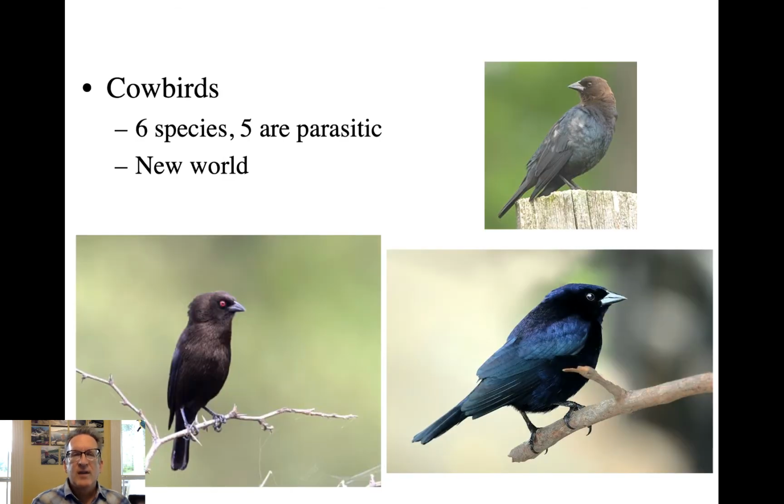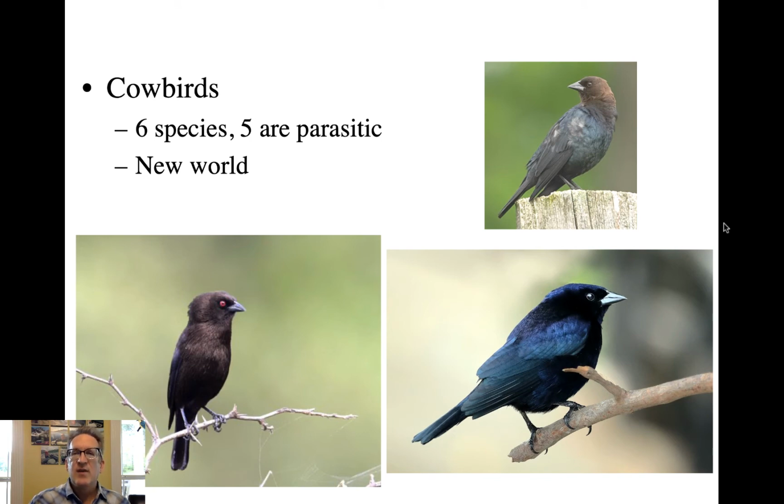Another New World case, the main New World case of obligate interspecific brood parasites, are cowbirds. The family of cowbirds has 6 species, and 5 of which are parasitic. They're all found in the New World. One of them is very common in North America. The upper right here is the brown-headed cowbird.